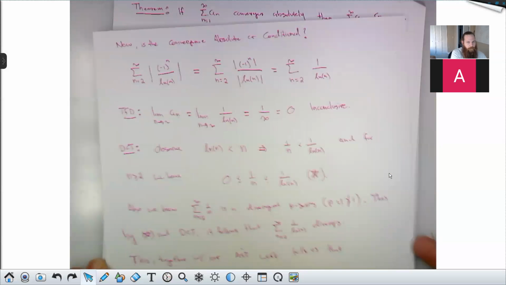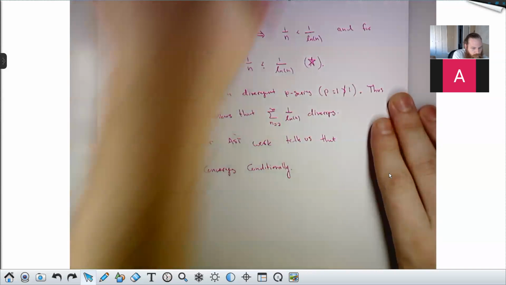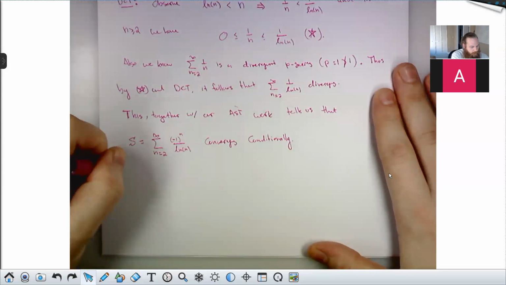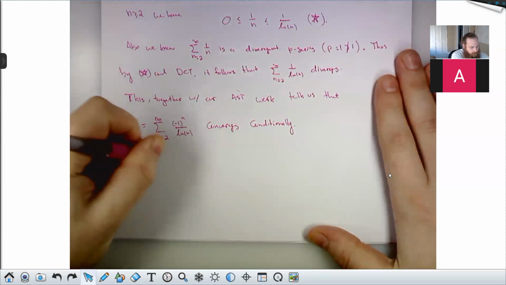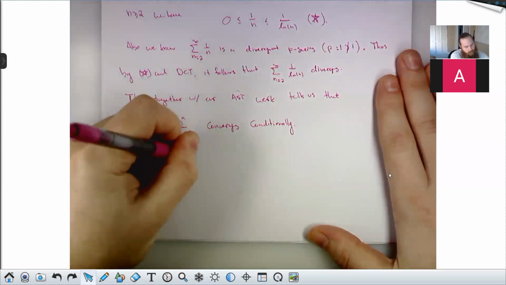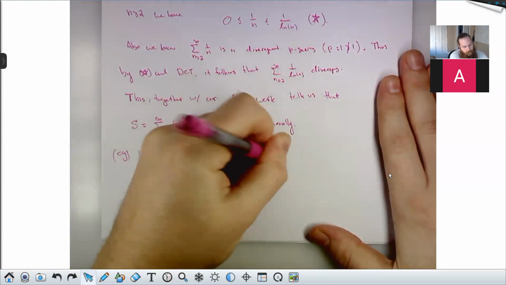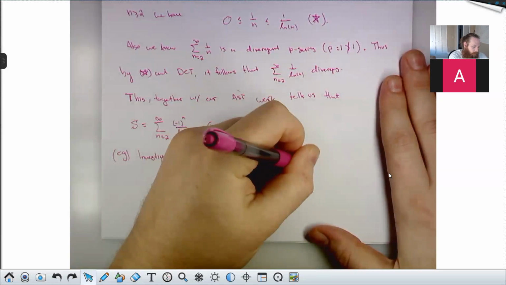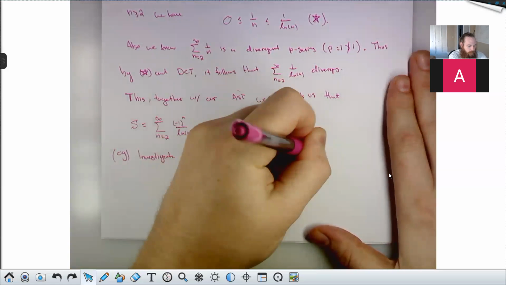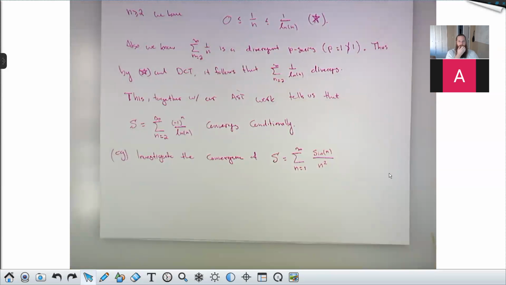So I'd like to do one last example, and I'll do it quickly before we talk about the root and ratio tests. This may push us on time a little bit, I apologize. Let's investigate the convergence of the series S equals sigma n from 1 to infinity of sine of n over n squared. I'll tell you right now, this series converges.